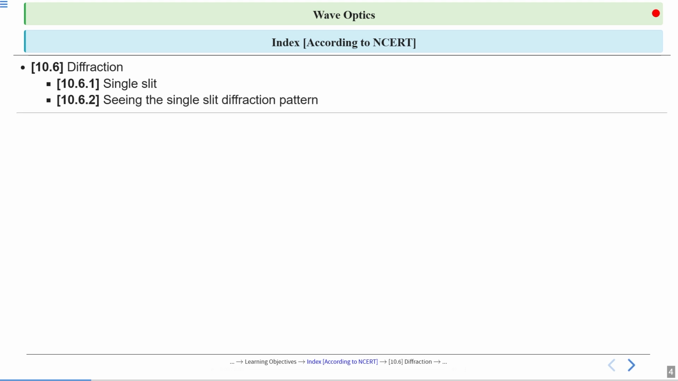Finally, we will look at how we can observe the single slit diffraction pattern. By shining a coherent light source like a laser through a narrow slit and projecting it on a screen, we can see the characteristic pattern of alternating bright and dark bands. This pattern provides valuable insights into the wave properties of light.